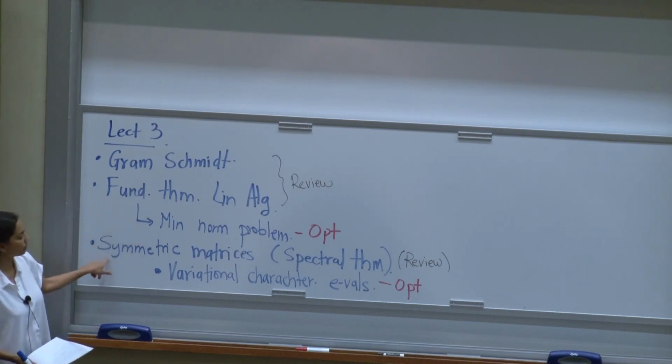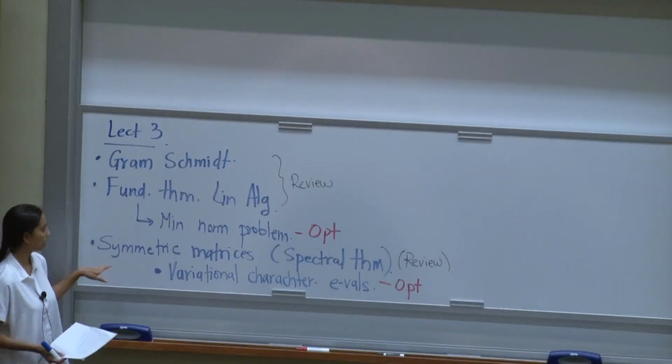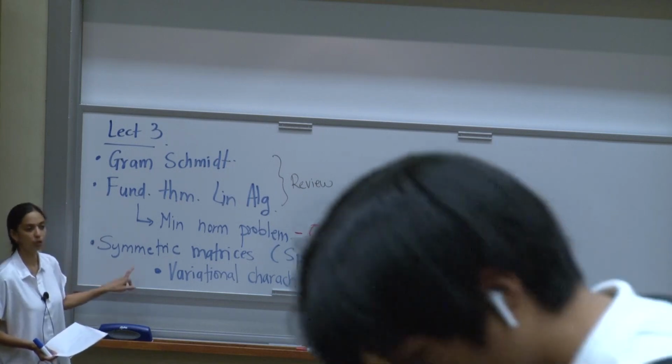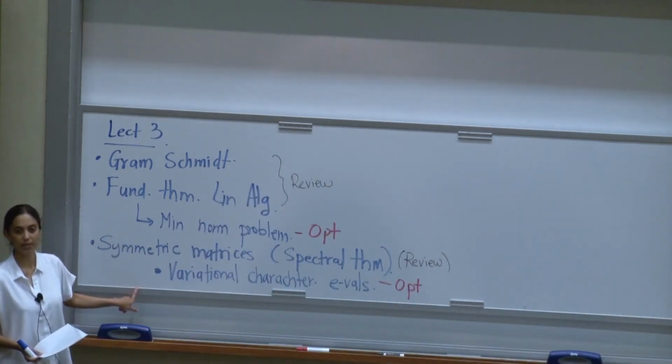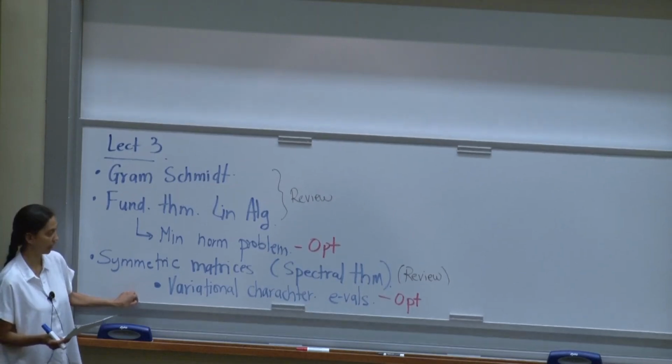Then again, we'll do a little bit of review where we'll talk about symmetric matrices and the spectral theorem and their properties. And then we'll come back to, again, an optimization problem related to symmetric matrices, which is the variational characterization.